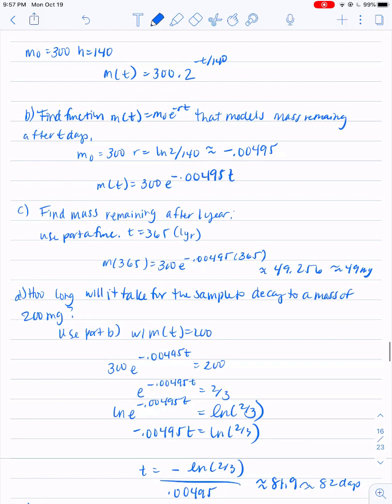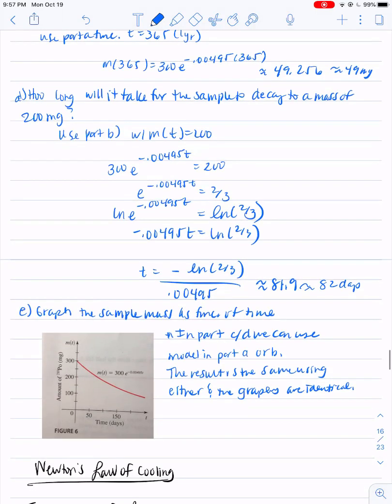So we want to find the mass remaining after 1 year. We're going to use the part A function. So t equals 365, because that's a year. So I have m equals 300 e to the negative 0.00495 times 365, which is approximately 49 milligrams. So that's the mass remaining after a year.